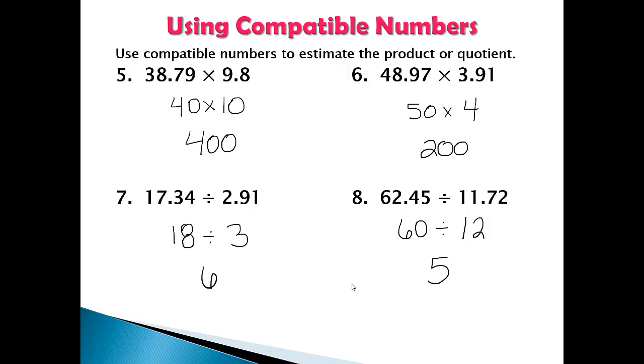For these 4 problems, notice that I did not always round to the nearest whole number. Sometimes I used the nearest whole number, but other times I had to either go up 1 or 2 or down 1 or 2. So when you do compatible numbers, remember that it's not just the nearest whole number. You're finding numbers that are close to the numbers you originally have, but you also want to make it easy for you to multiply or divide.